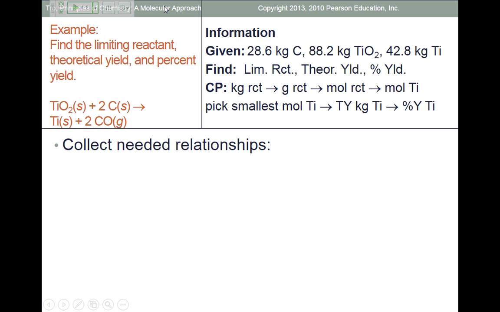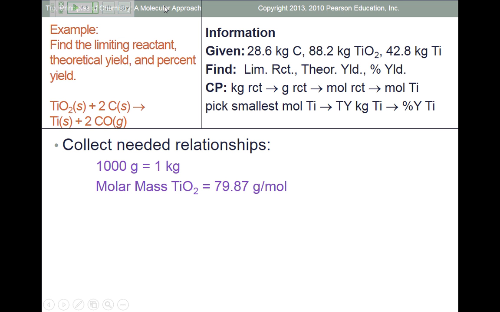So let's actually go through these calculations. So first we need our relationships. And we know 1,000 grams equals 1 kilogram. I saw this on the exam a couple of times. It's not 1 gram equals 1,000 kilograms. Remember, kilograms are bigger. So 1,000 grams equals 1 kilogram.